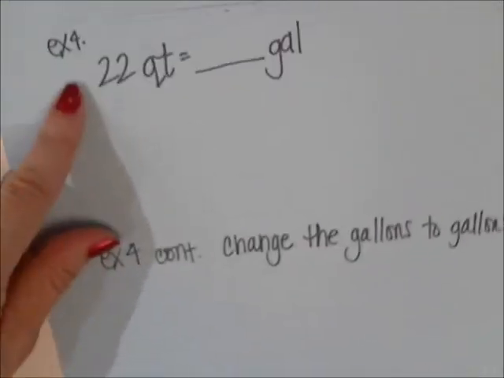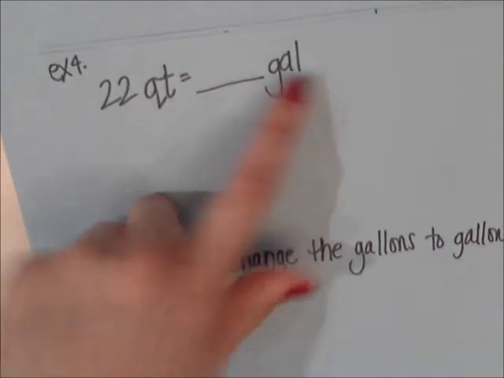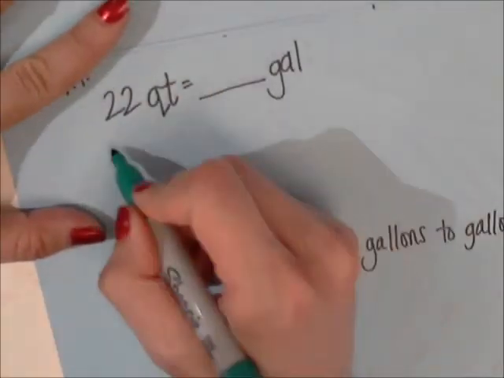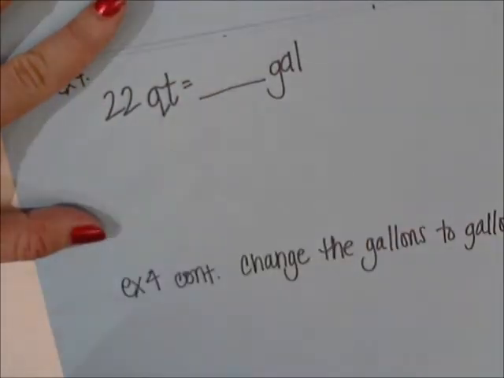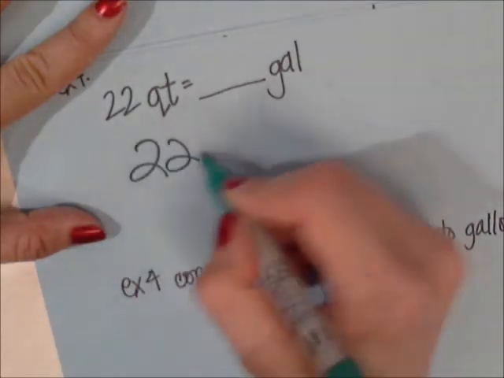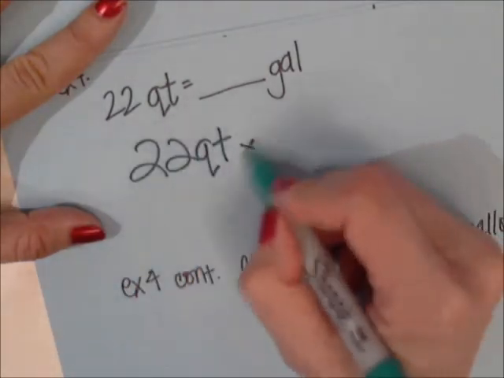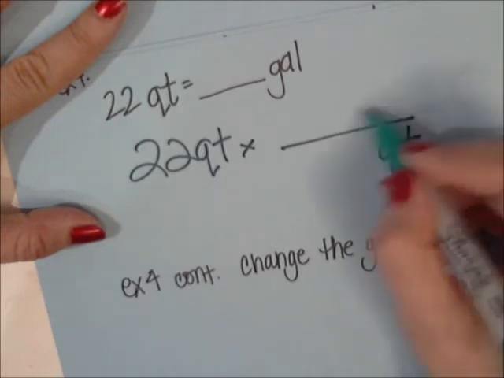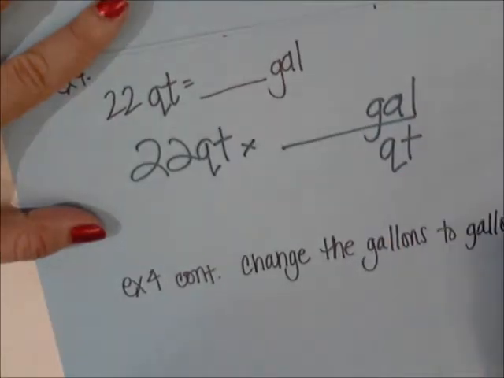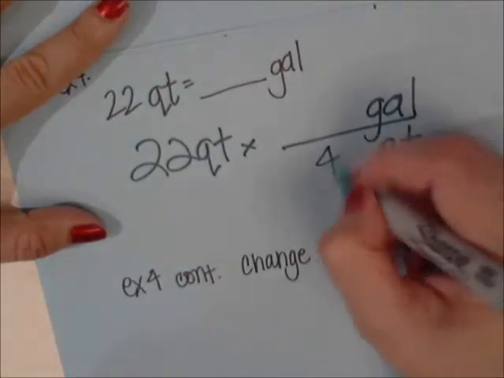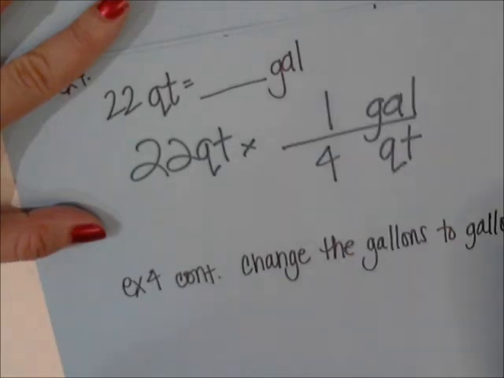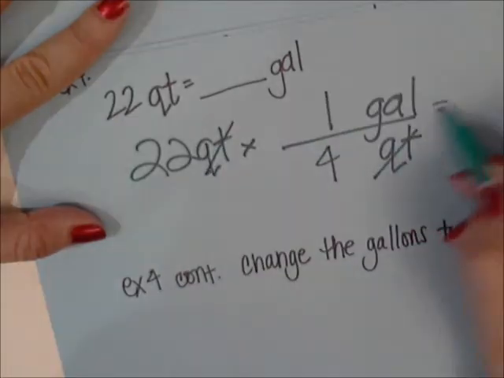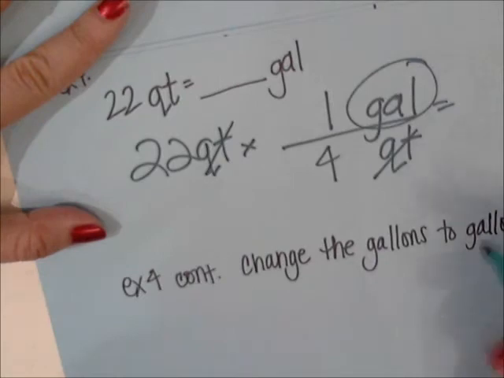So I've got 22 quarts equals how many gallons? So we're going to figure out how many quarts make a gallon. I'm going to go 22 quarts times quart, and then gallons here. Now, I believe there are 4 quarts in 1 gallon. So I'm going to cancel out quarts, and I'm left with gallons, which is great.